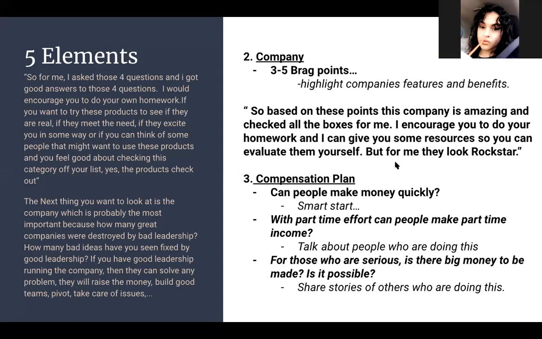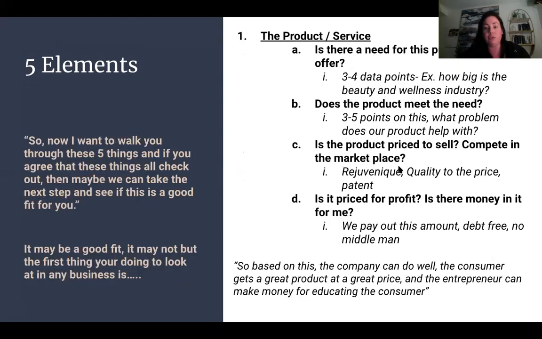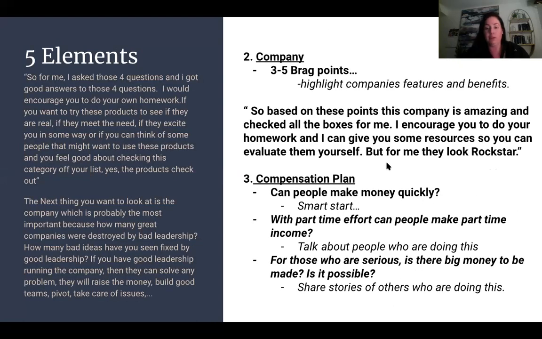Okay. So then you're going to go into the comp plan. I don't know why I keep skipping ahead. So the next questions you're going to ask in the comp plan. Okay. Can people make money quickly? Can they make money in 30, 60, 90 days? You could talk about the whole Smart Start thing. I'm going to break down more of this in the script, but these are the questions in the comp plan that you want to be telling them that they should be looking for.